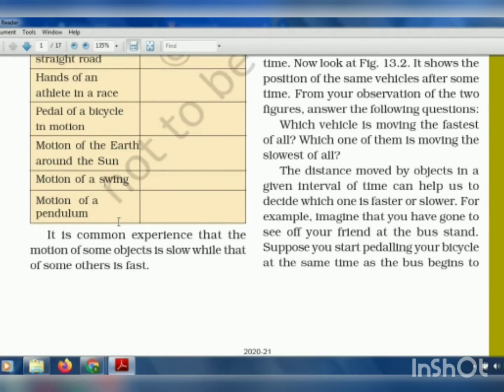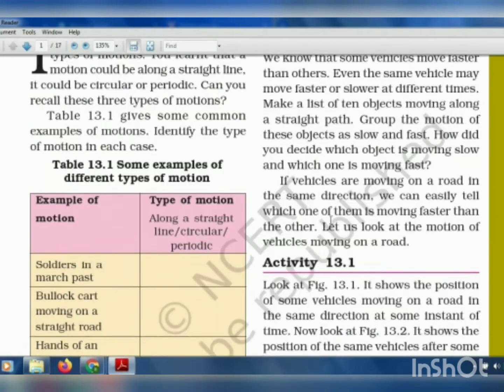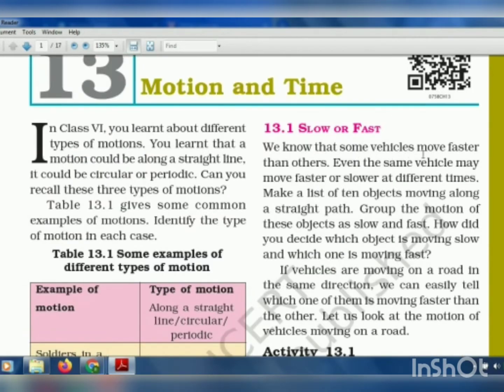Now, we can see many objects around us which move, right? Some objects move very slowly while some move very fast. Now we know that some vehicles move faster than others, even the same vehicle. For example, if we are cycling a bicycle, sometimes we move the bicycle very fast and sometimes we move it slow. So that is according to how much energy or how fast we are pedaling the cycle. Cycle moves fast or slow.